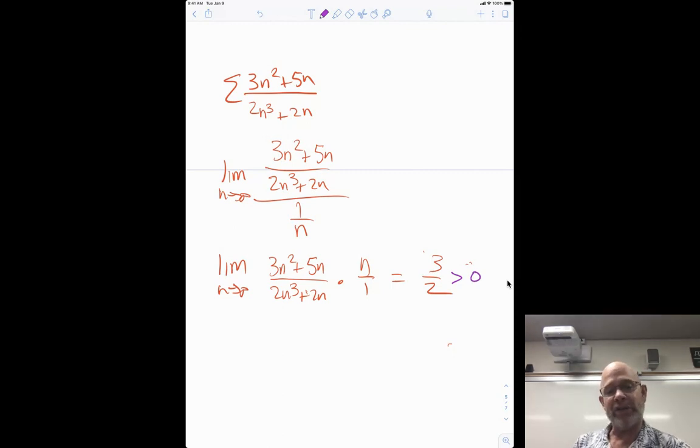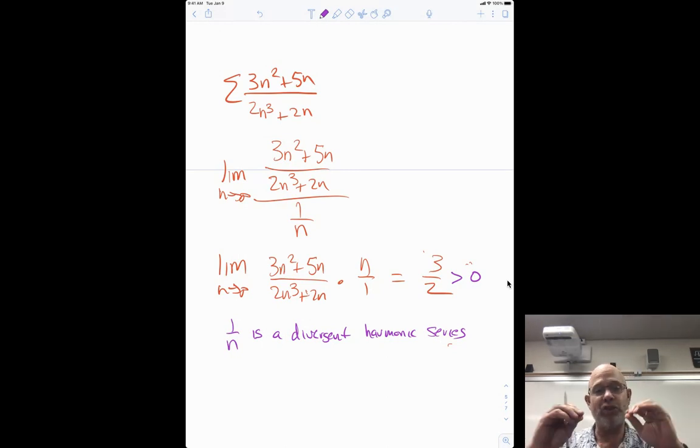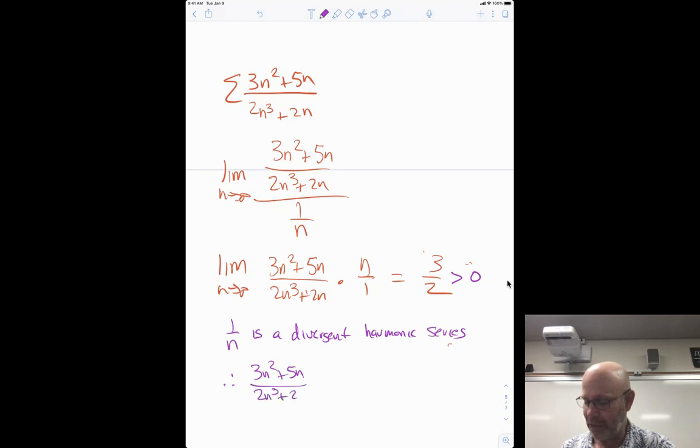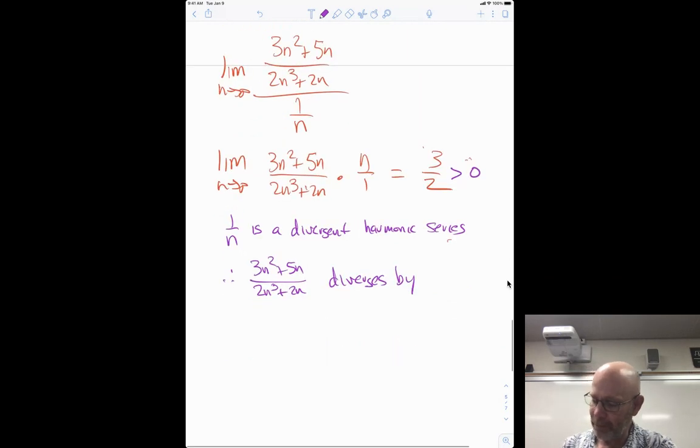So what did I just learn? Well, I just did a limit comparison test. So I got to say 1 over n is what I compared it to, is a divergent harmonic or p-series, either way, series. So remember, the whole idea of the limit comparison test is the two things are going to do the same. So since this one diverges, therefore 3n squared plus 5n over 2n cubed plus 2n diverges by the limit comparison test.